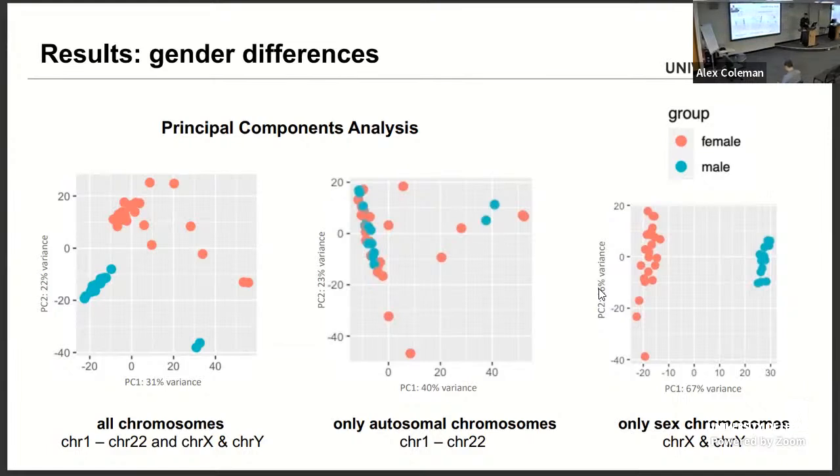It's just X and Y, so then you would expect them to be clustered separately. And they are.